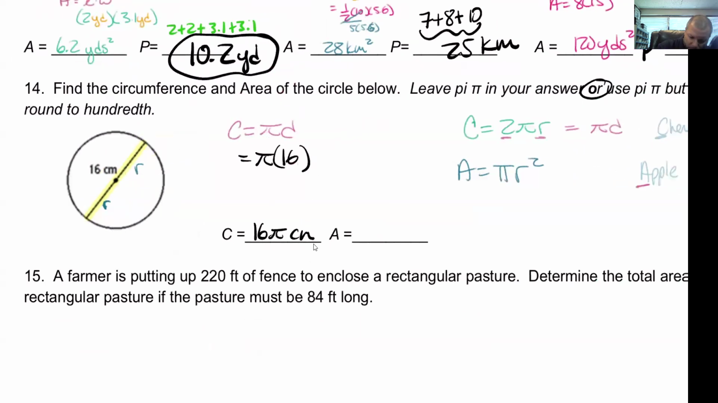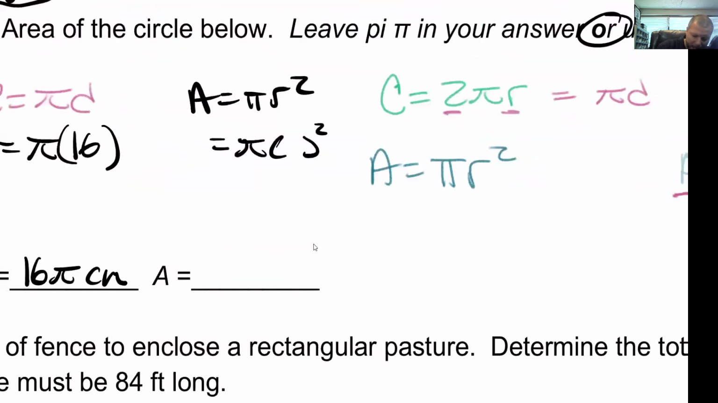So area, we have pi times the radius squared. Let's plug in what I know. My radius is going to be half of the diameter. Since my diameter is 16, my radius is 8. So I'm going to get pi times 8 squared. Be careful, square 8 times 8. Don't do 8 times 2. 8 squared is going to be 64. I'm going to keep my pi hanging out in there. So the area is 64 pi centimeters squared.